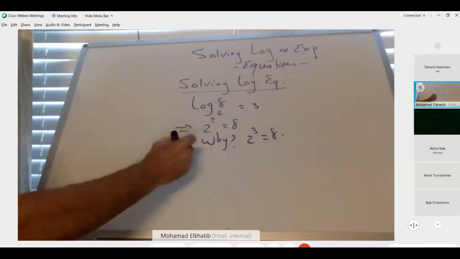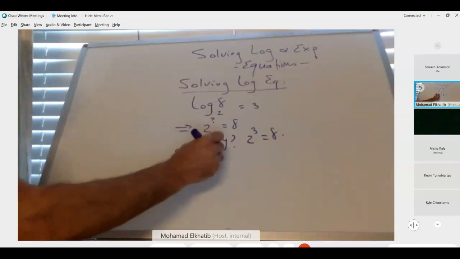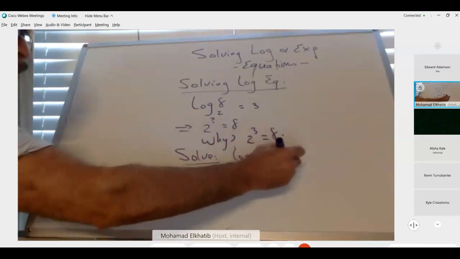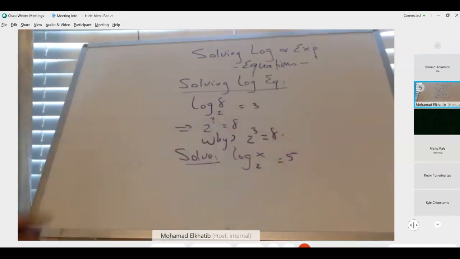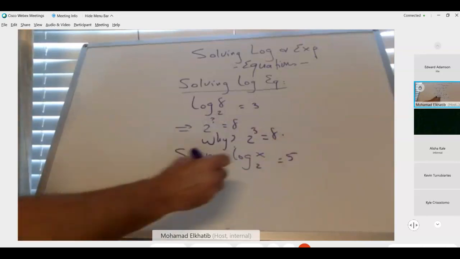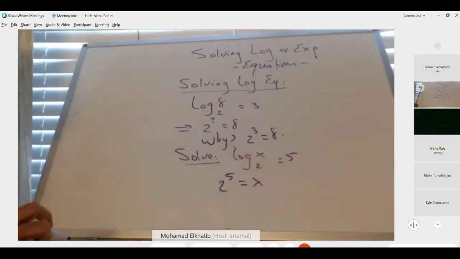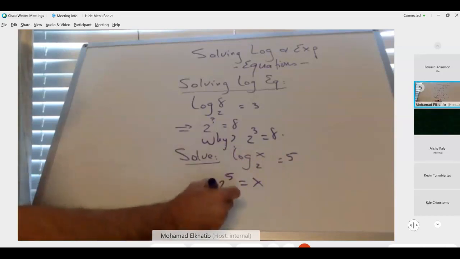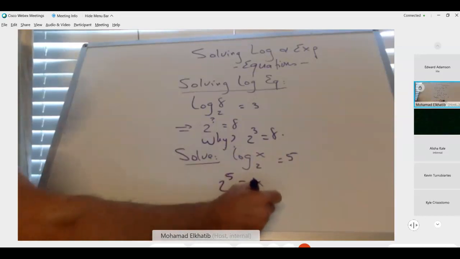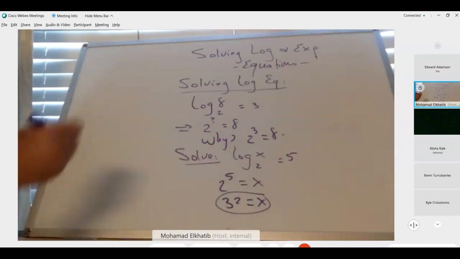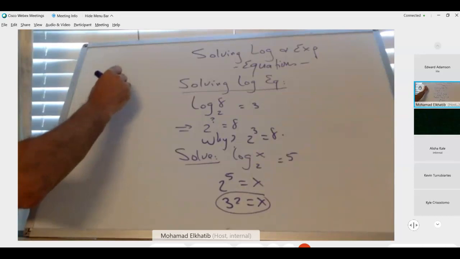So if you're asked to solve an easy equation like solve log x base 2 equals 5, you just use the definition of log, which is what? 2 to the power 5 equals x. And of course, if you multiply 2 by itself 5 times, you're going to get 32. So these are easy equations.